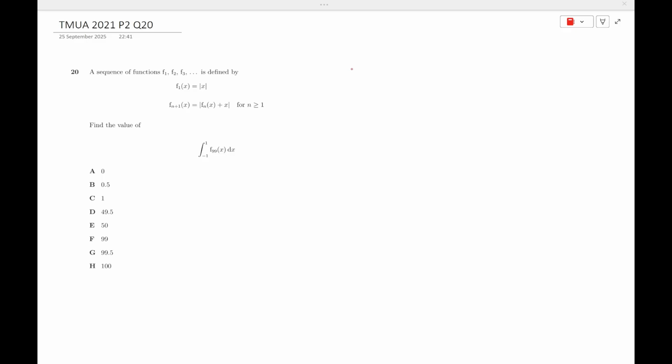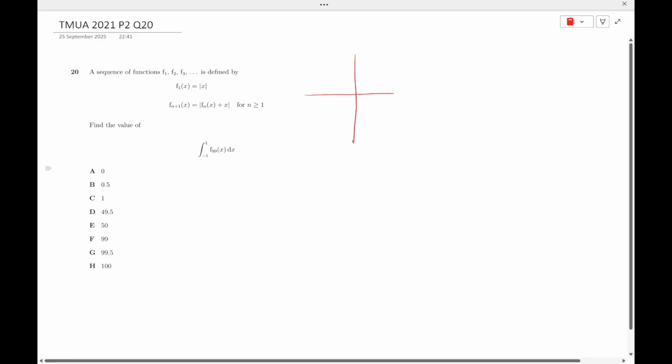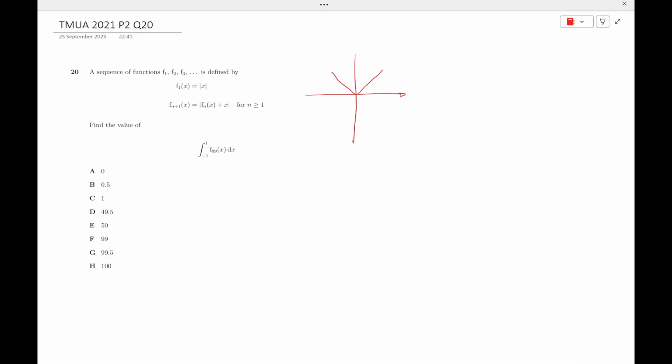So if we think about f of 1, that's going to be just a function like this because you've got that symmetry in the y-axis, and of course between 1 and -1, that's just going to have an integral of 1 because of the area beneath that. Now, so that's f of 1.